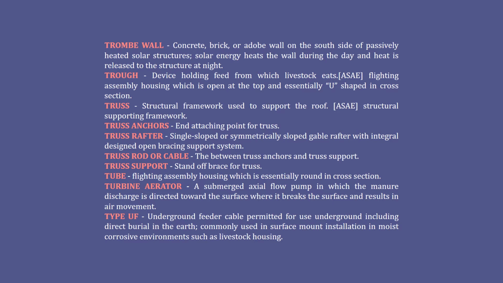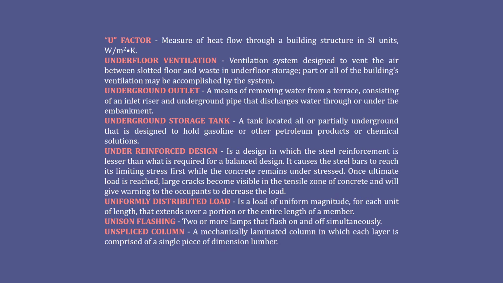Turbine aerator: a submerged axial flow pump in which the manure discharge is directed toward the surface where it breaks the surface and results in air movement. Type UF: underground feeder cable permitted for use underground including direct burial in the earth, commonly used in surface mount installation in moist corrosive environments such as livestock housing. U factor: measure of heat flow through a building structure in SI units, watts per square meter times Kelvin.